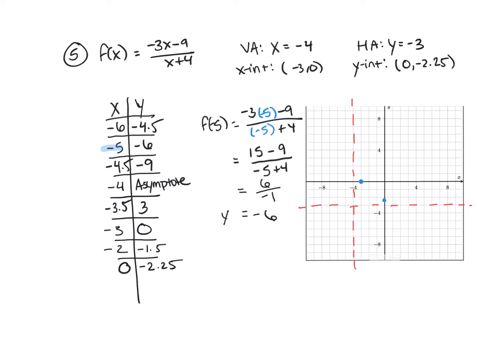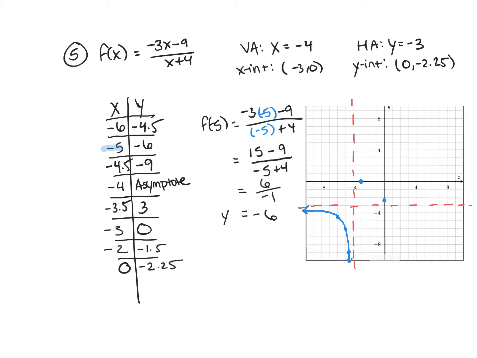And now we can do the rest of our points. So let's see, we'll have negative 6, negative 4.5, we'll have negative 5, negative 6, we'll have negative 4.5, negative 9. Okay, so we have our 3 points here. Remember to connect all of your points and extend them all the way to the end of the graph so we can see the behavior.